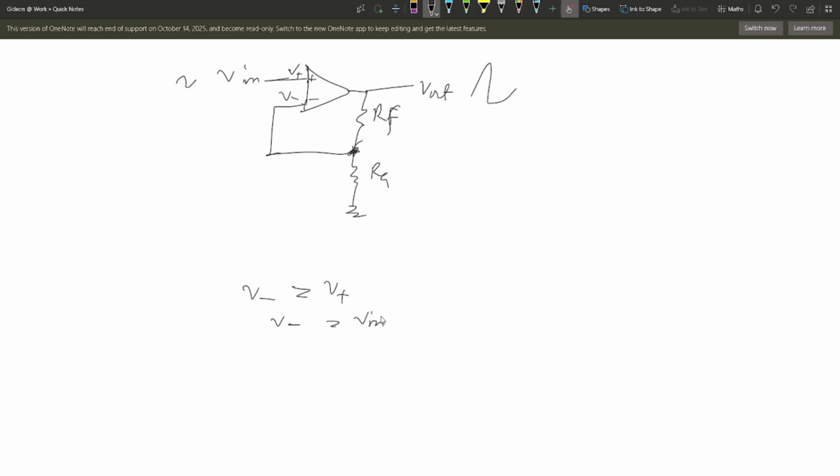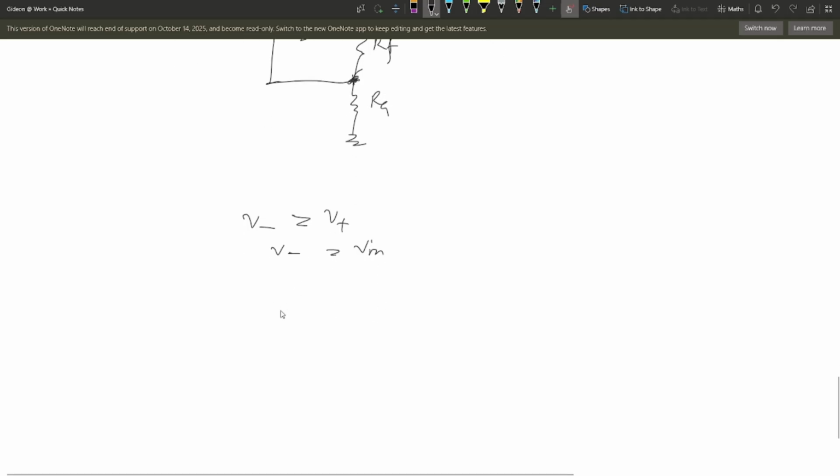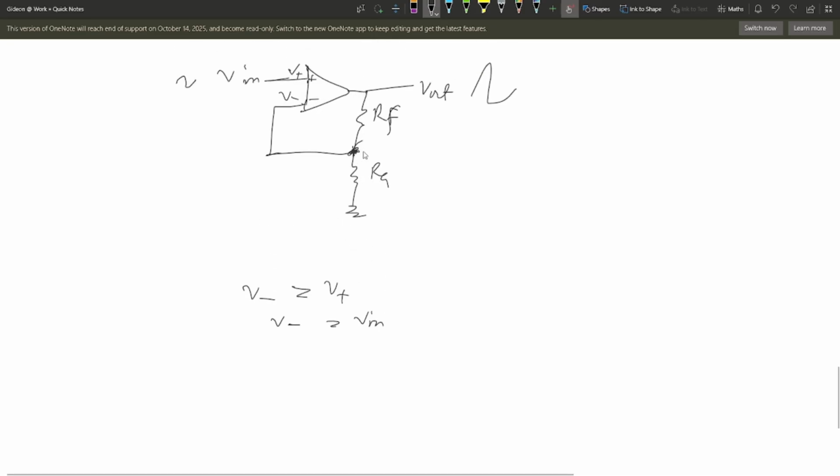All right. Now there is a voltage divider circuit. So V minus is the voltage drop across this resistor, right? So the voltage drop across this resistor.